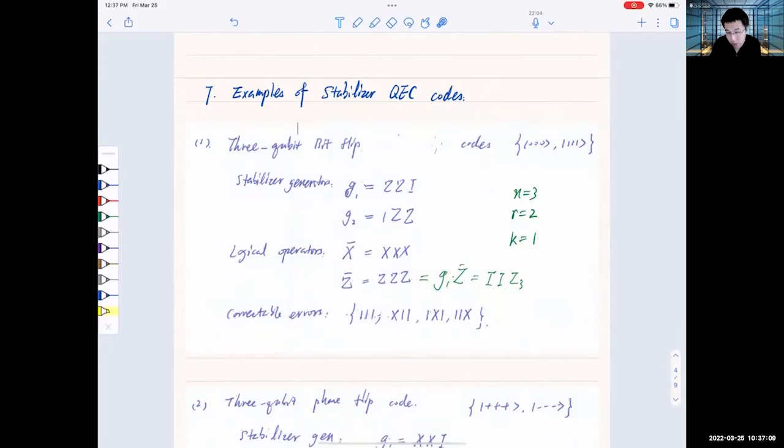And notice that the way you write these logical operators is not unique, because you can always multiply them with a stabilizer generator. What happens is that ZZZ multiplying G1 will give you Z3, which means instead of applying 3 Paulis on the 3 qubits, you can simply apply a Z3 acting on the 3rd qubit, and then you will be able to implement the logical Z operation. Okay, and you can verify with the criteria that G1 and G2 anti-commute with any EI dagger EJ from these sets of errors, so that you will be able to correct the corresponding error.